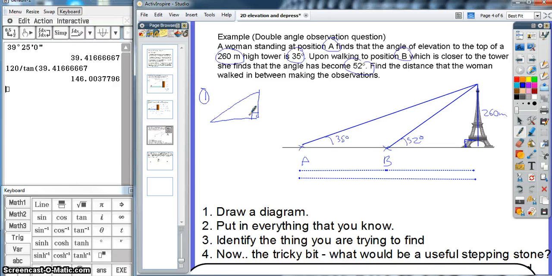Got a new triangle off to the side. We know it's 260 meters there. Again, put in everything that you know. 35 degrees here, and you should be able to work out what that x is there. So I'll just again ask you to pause the video, work it out, and then check back in a second.